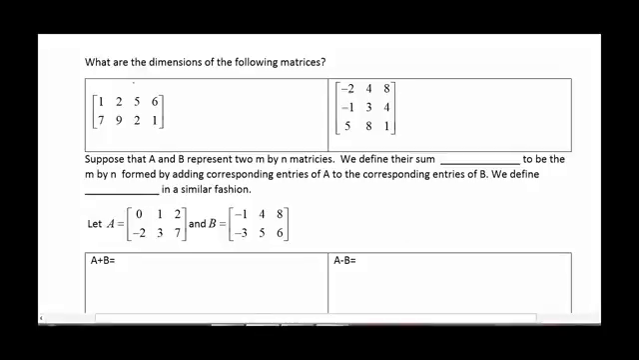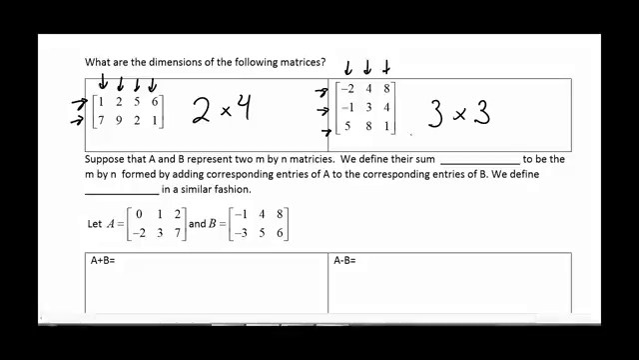What are the dimensions of this first matrix? Well, counting rows, we get 2 rows, and then counting columns, we get 4. So this is a 2 by 4 matrix. Next example, if we count rows, we have 3 rows, and if we count columns, we have 3 columns. Notice the rows and columns match, so this would be an example of a square matrix that we just talked about a second ago.